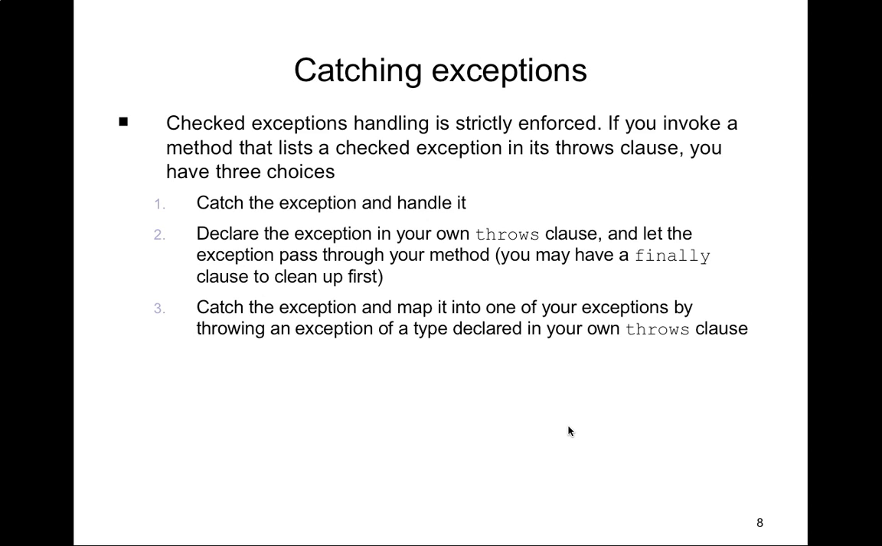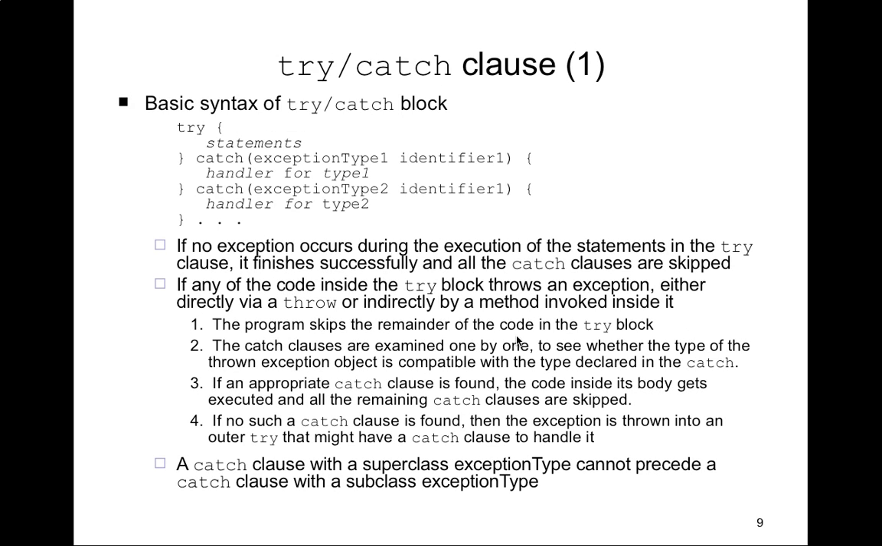So you can go back to that previous example, extend the class and do something to catch it, to deal with it when it happens. Put your catch in there, and let the exception pass through your method to let it process somehow, and then clean it up. Three, catch the exception and map it into one of your exceptions by throwing an exception of a type declared in your own throws clause. So throw an exception from the exception. After you've caught it, throw an exception from your personalized throws exception. Or use try and catch.